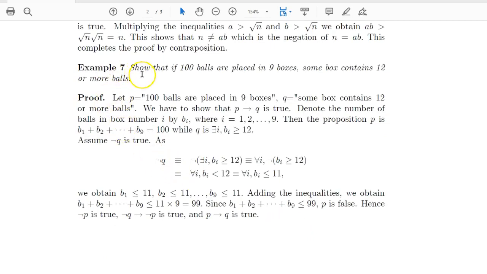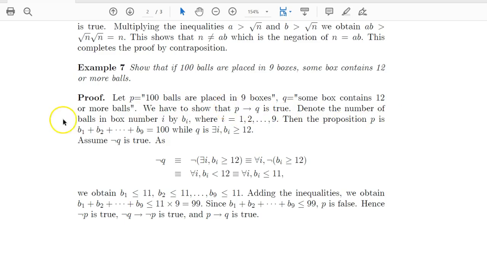this example 7. Show that if 100 balls are placed in 9 boxes, some box contains 12 or more balls. This is the same as saying some box contains at least 12 balls. So P here is this part: 100 balls are placed in 9 boxes. Q is: some box contains 12 or more balls. We have to show that if P then Q is true.